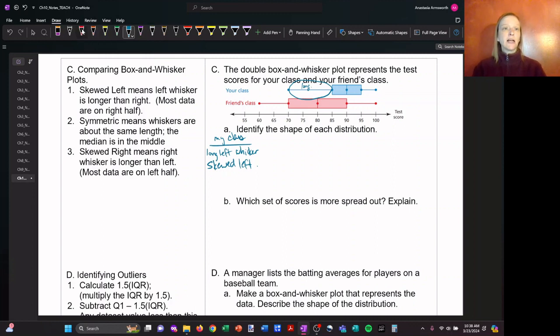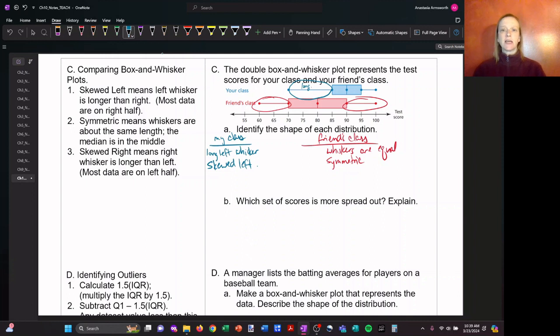If I look at my friend's class's data, I can see that they've got kind of equal length whiskers on both sides of the box, and their median seems to be in the middle of their box. So the whiskers are equal, and this is a symmetric distribution. Okay. So that's how I would describe the shapes of each distribution.